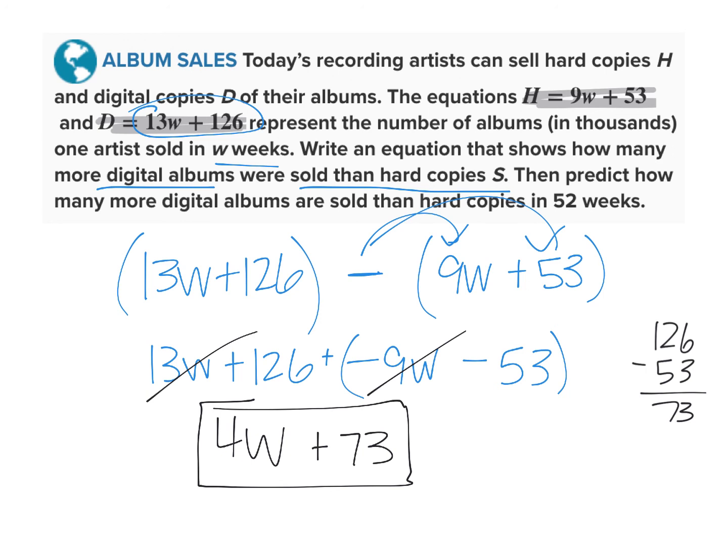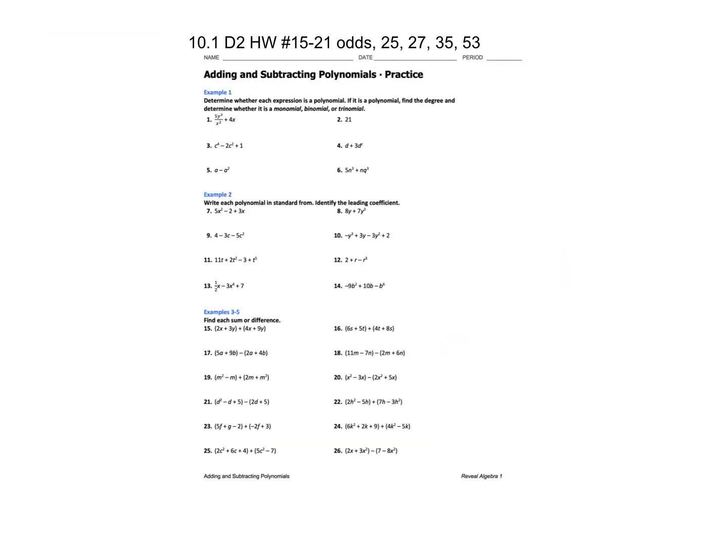Now, if I want to know how many more were sold in 52 weeks, I could just do 4 times the 52 plus 73. Whatever that equals would be my answer. Hopefully that gave you a little more practice with adding and subtracting polynomials.